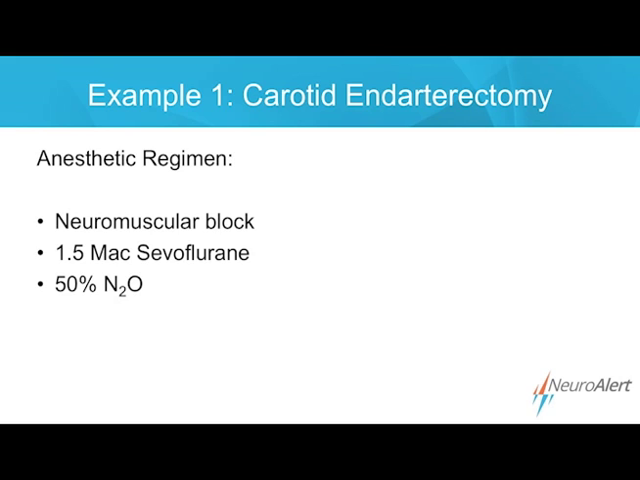Anesthesia used neuromuscular block, a MAC of 0.5 of sevoflurane, and 50% nitrous. So every one of my neuromonitoring friends might be horrified by that, but that's perfectly acceptable. I'm not going to stand here and be dogmatic and say you need to do TIVA for every single case. It depends on what the surgery is. In this case, it's a carotid.